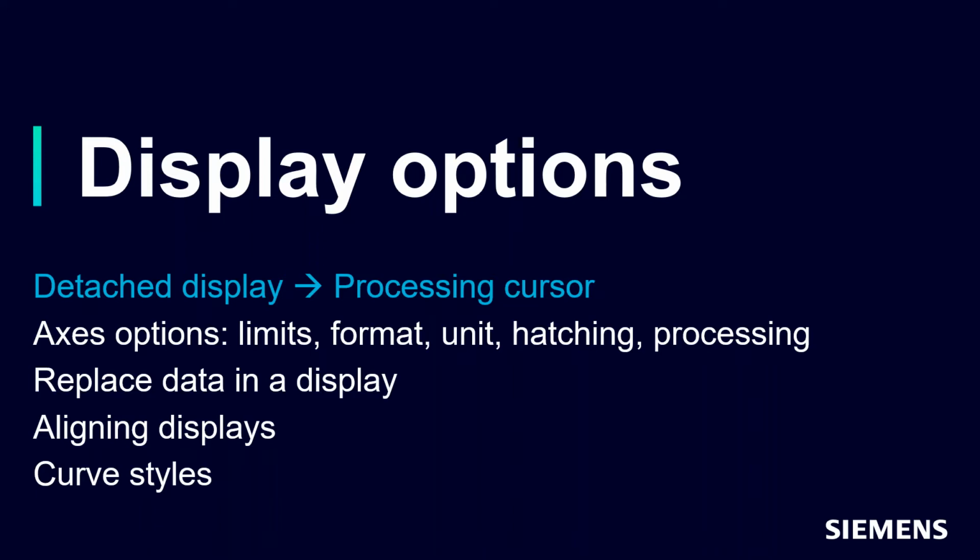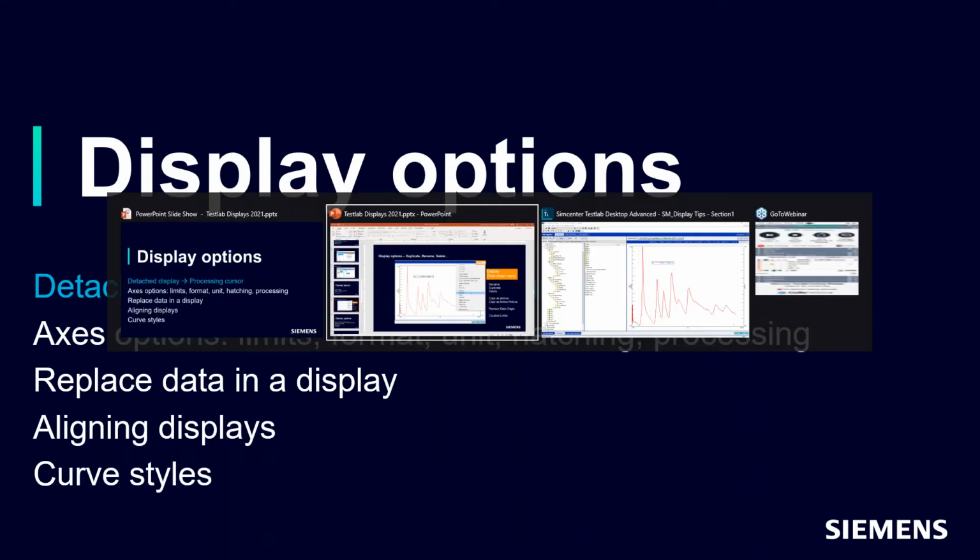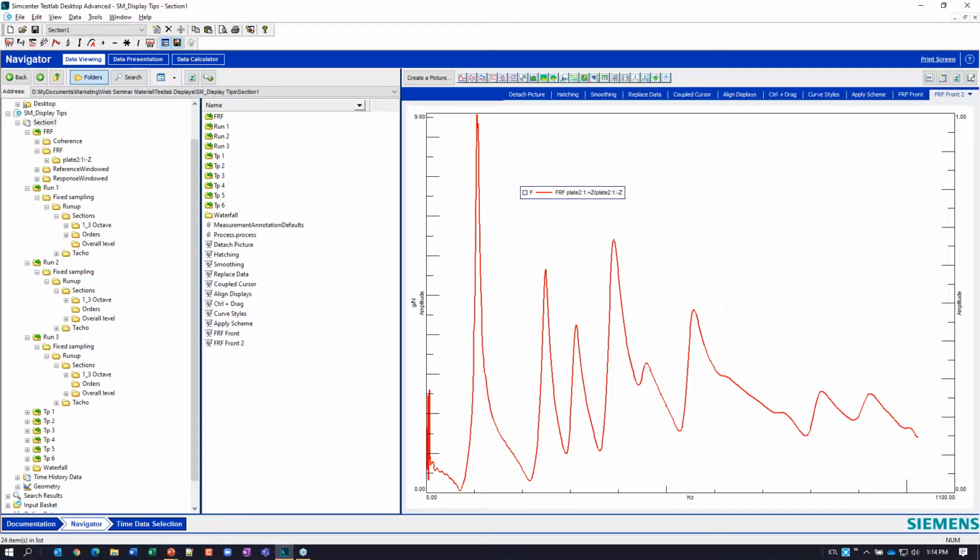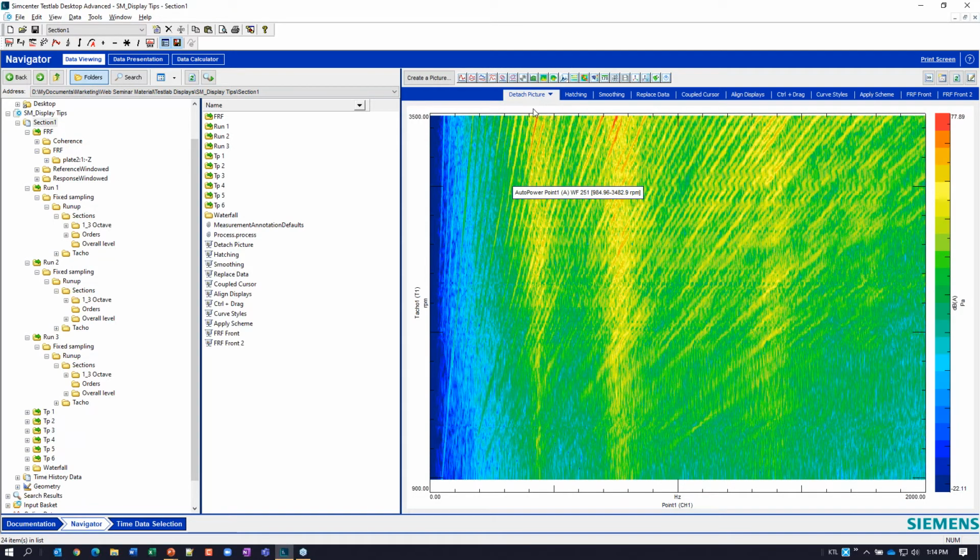First up, I'm going to show you something called a detached display, and I'm going to use this in concert with something called a processing cursor. And this was something that when I was a user of TestLab before I worked for Siemens, I did not know about it, and so I find it particularly useful to bring up.